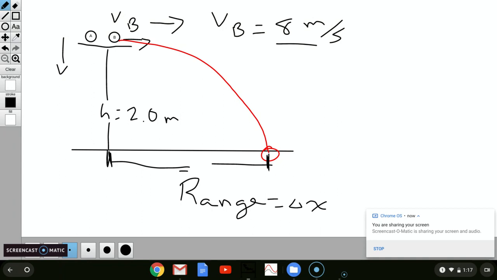So how do we do this? Well, the first thing we're going to do is I'm going to ask you to do something for object A. I want you to calculate for me the time it takes for object A to hit the ground. So right now, hit pause and go ahead and calculate how long it takes object A to hit the ground. Go now.